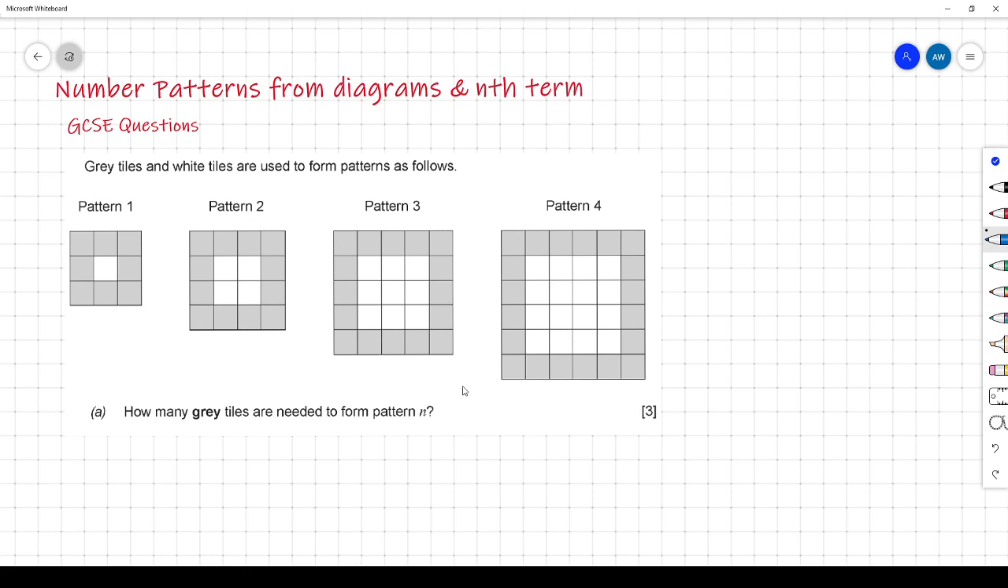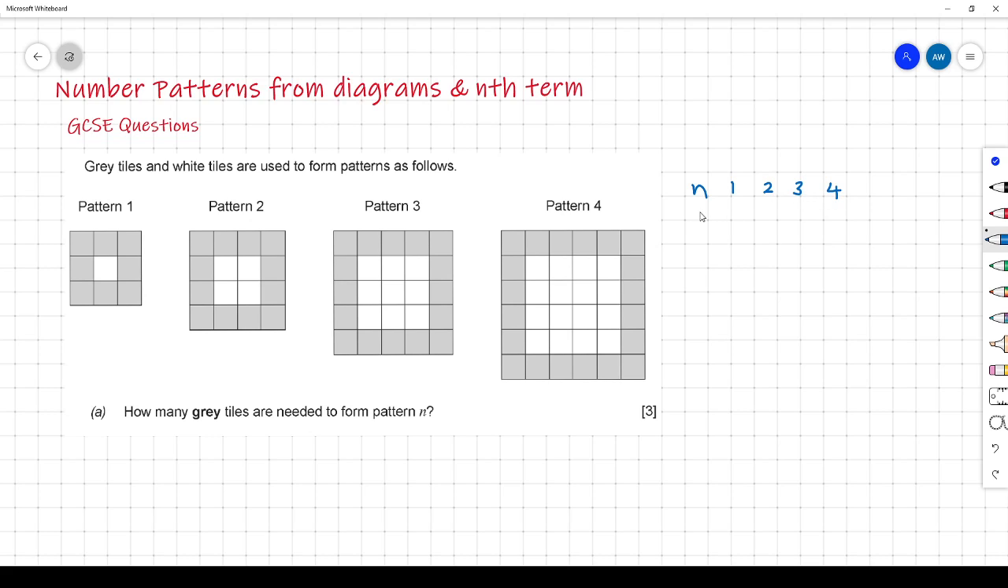Okay, so what do we need to do? Well, we've just got diagrams and we've got pattern numbers. Our pattern numbers are basically our position numbers, aren't they? 1, 2, 3, 4. The first diagram, the second diagram, the third diagram, the fourth diagram, and so on. So, like we've done before, that would be our N number, our position number. So 1, 2, 3, 4.